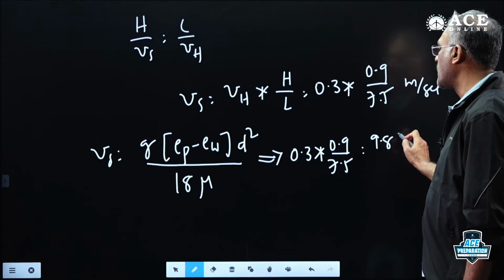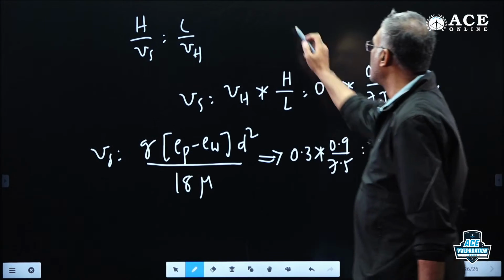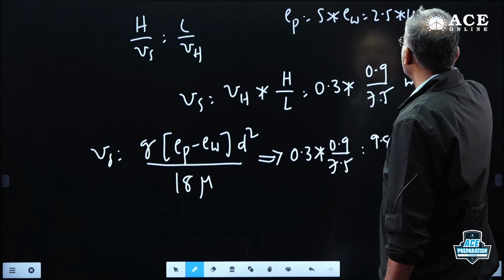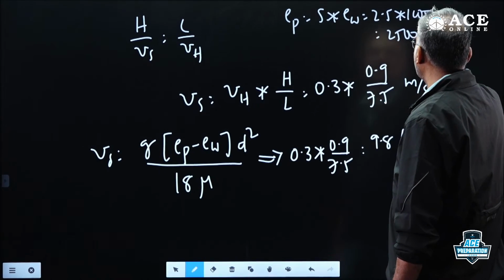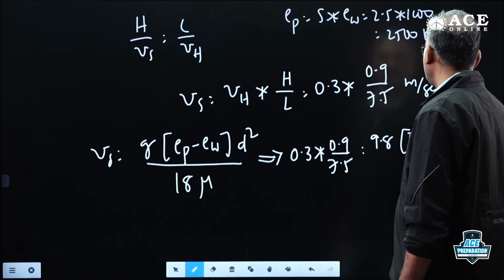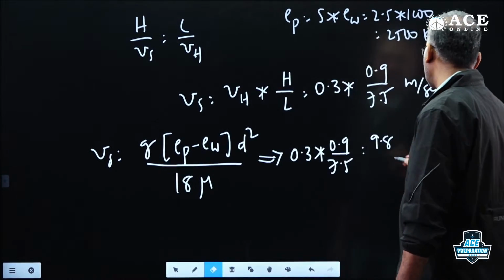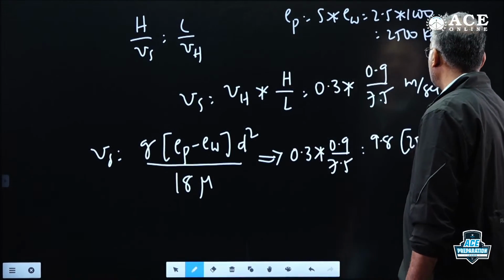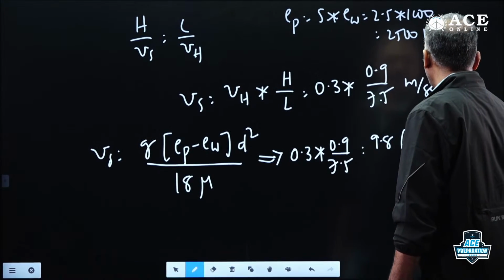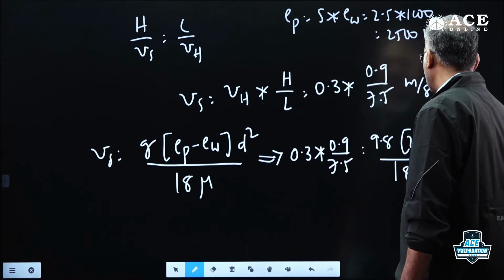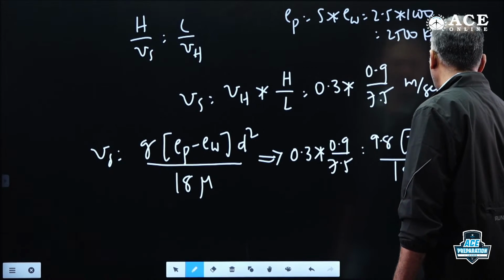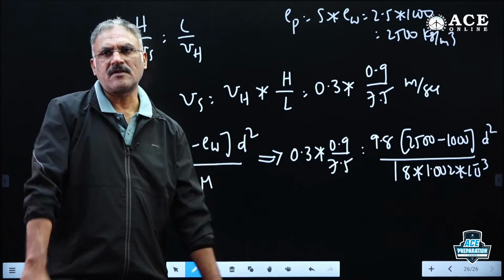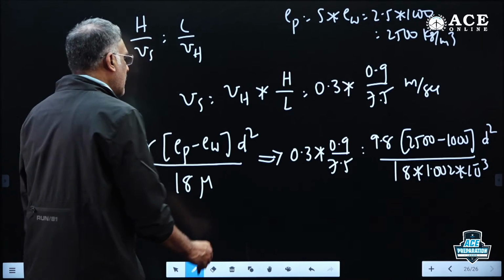So substitute 9.8. Rho P, density of particle, is equal to specific gravity of particle into rho water. It is 2.5 into 1000, then it is 2500 kilogram per meter cube. So 2500 minus 1000. d is unknown. d square by 18 mu, 1.002 into 10 power minus 3. Substitute and you will get the answer. We'll get the answer in meters, then you can convert into whichever unit system you like.